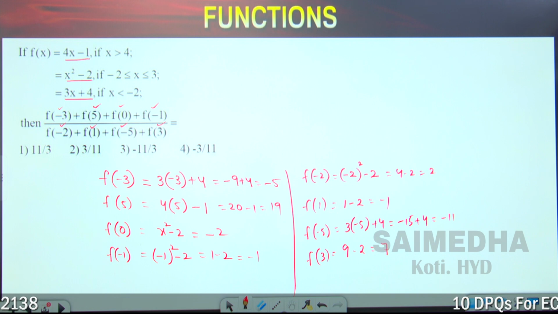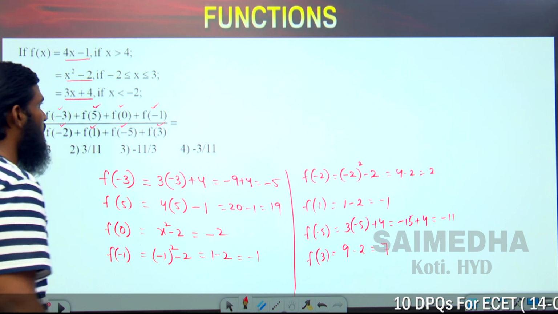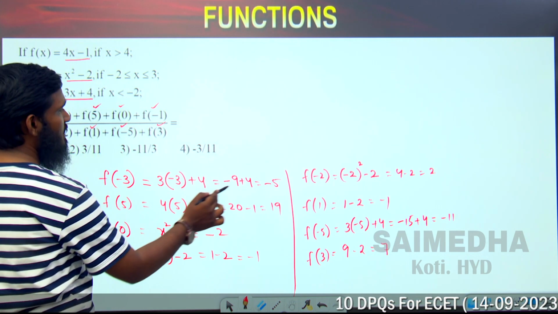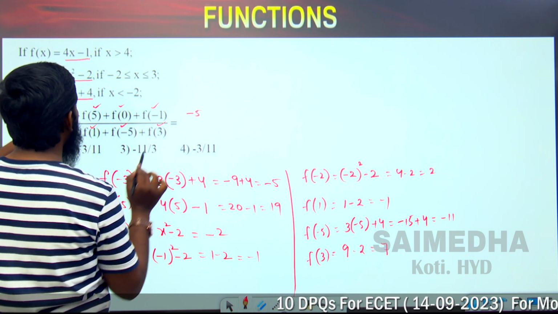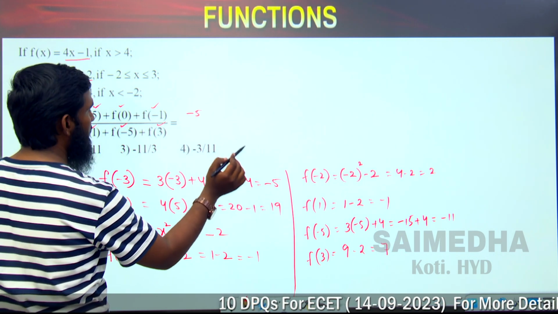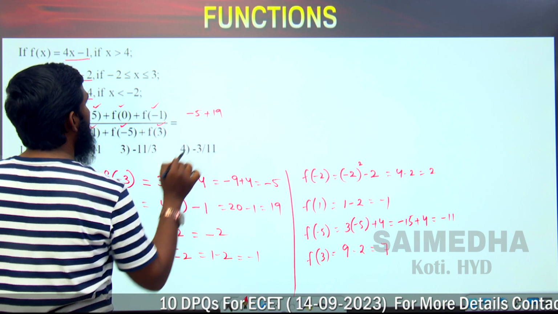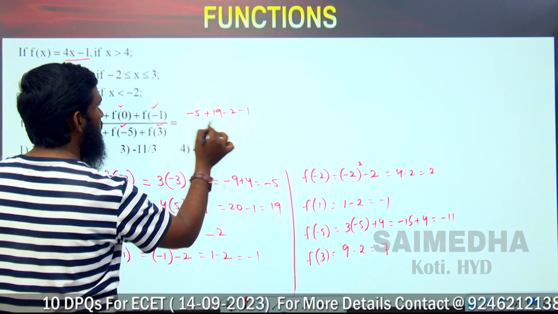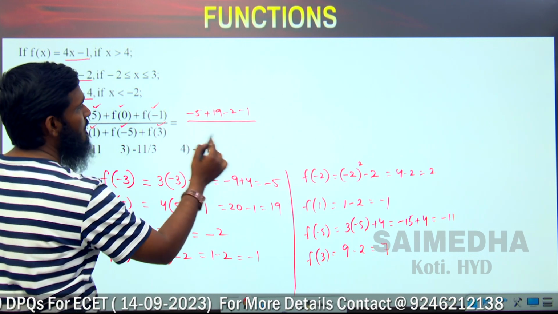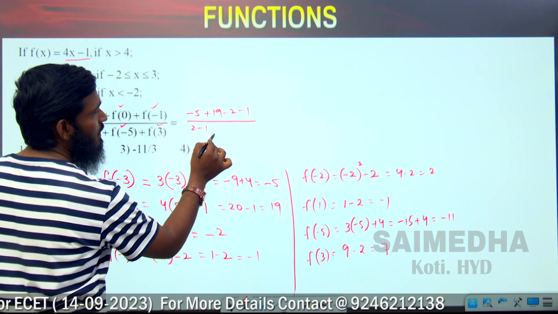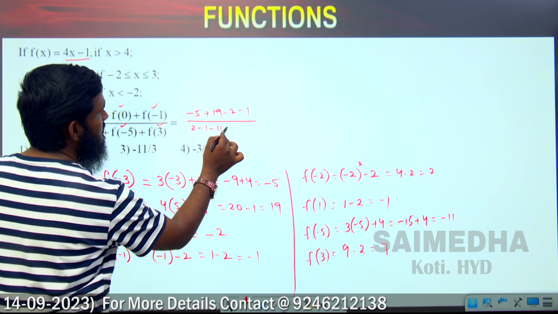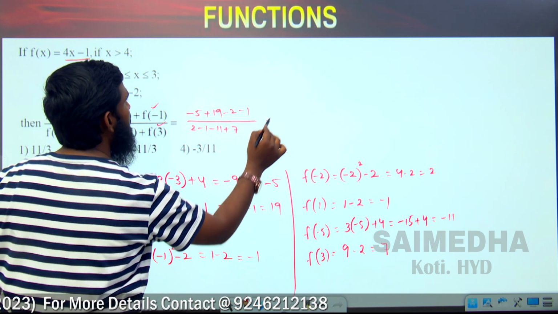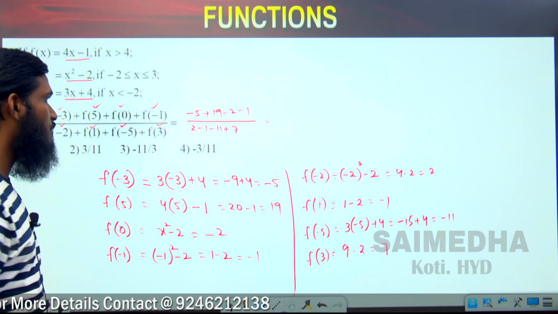After solving all the values, we have to do the simplification part. So the first value, f of minus 3, is minus 5. Next value is 19, plus 19, okay. Next value minus 2, next minus 1, divided by 2 minus 1, next is minus 11, next is plus 7, okay. These values we got, we have written over here. Now let us do the simplification.